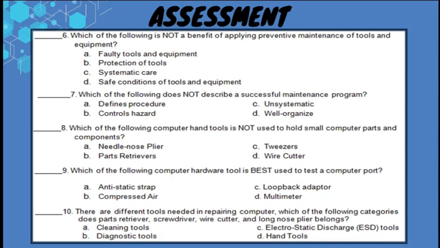7. Which of the following does not describe a successful maintenance program? A. Defines procedure, B. Controls hazard, C. Unsystematic, D. Well organized. 8. Which of the following computer hand tools is not used to hold small computer parts and components? A. Needle nose plier, B. Parts retrievers, C. Tweezers, D. Wire cutter.